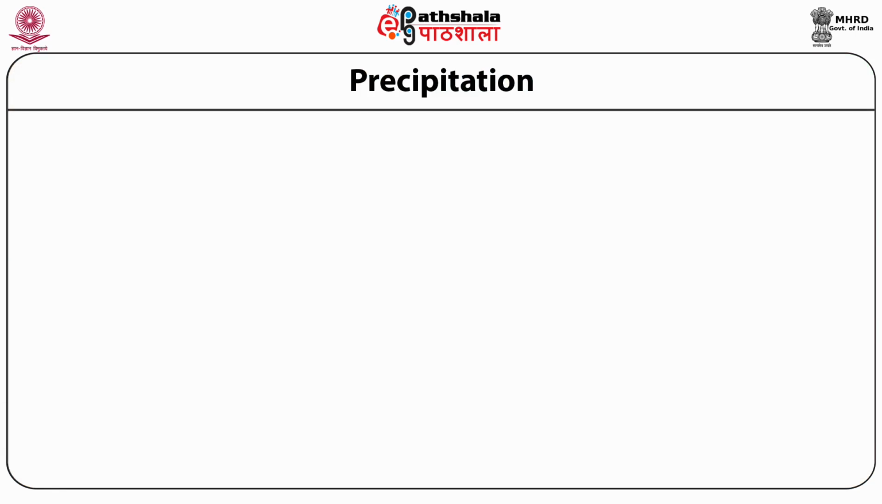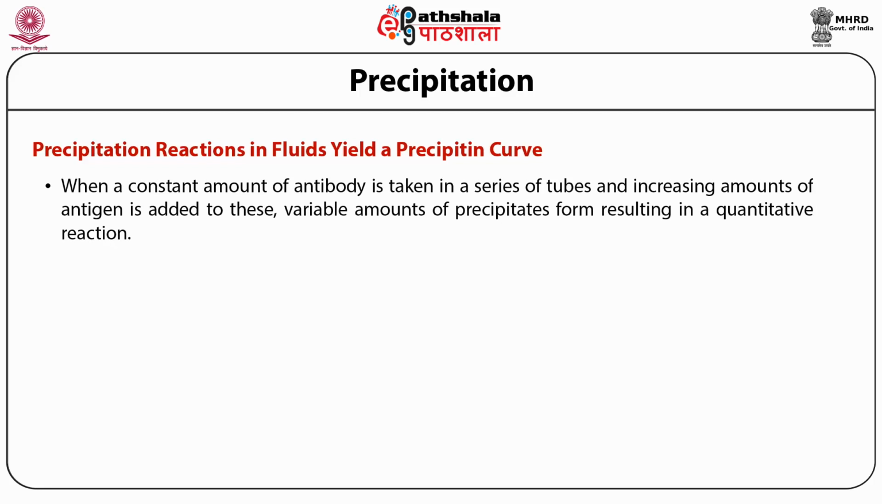This slide shows the process of precipitation. Precipitation reactions in fluids yield a precipitin curve. When a constant amount of antibody is taken in a series of tubes and increasing amounts of antigen is added to these, variable amounts of precipitates form, resulting in a quantitative reaction. Initially, this method was used to determine the amount of antigen or antibody present in a particular sample.